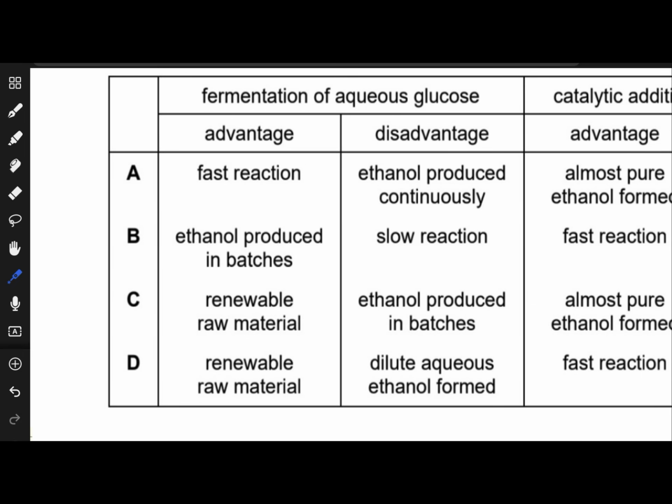So let's talk about the fermentation process first. The advantage says that it's a fast reaction. No, that is wrong. The fermentation process is a very slow process. The ethanol produced is in batches. Yes, that is true, but it cannot be considered as an advantage because it makes the process very slow. One batch needs to be completed before another starts. So this is wrong again. It uses renewable raw material. Yes, that is true.